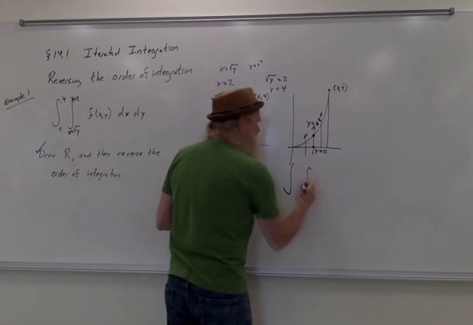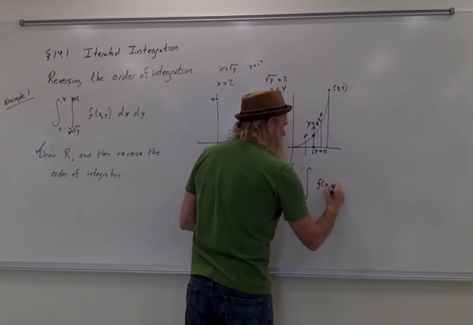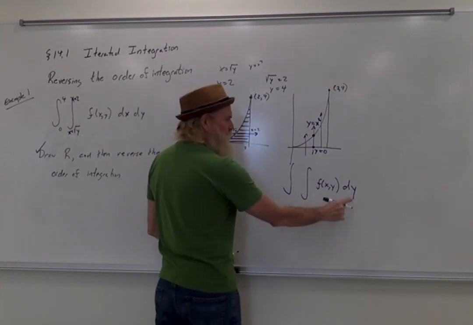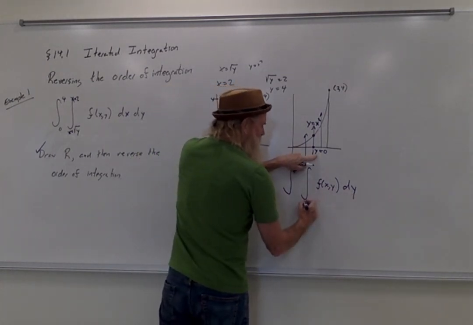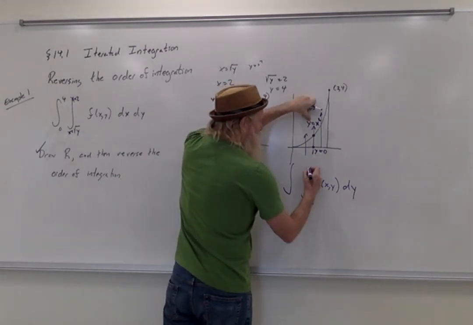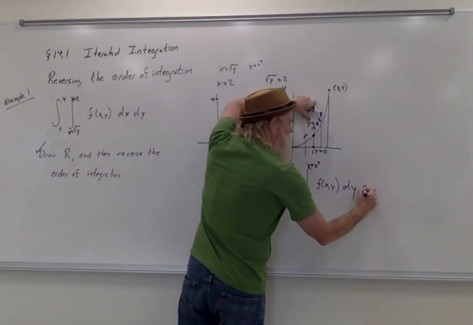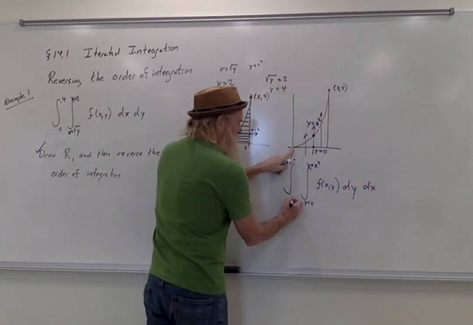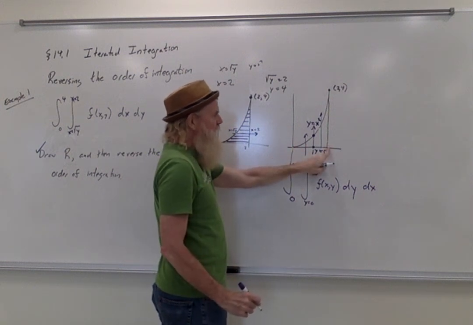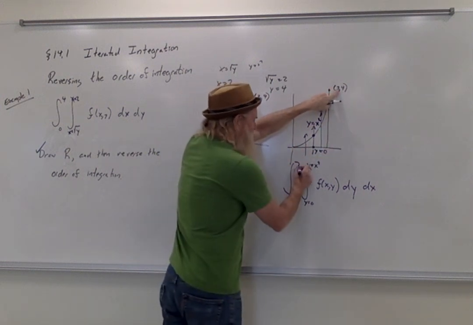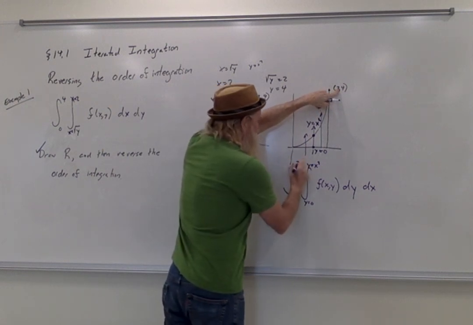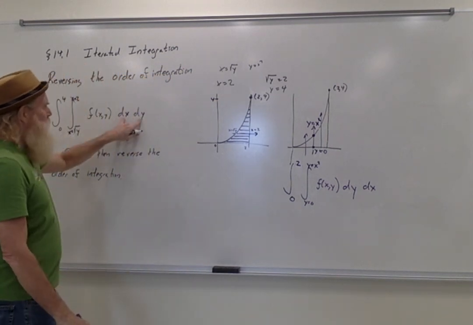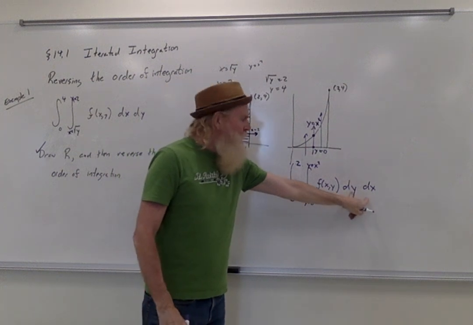So, in this order, the inside variable is going to be y. I'm going to start at y equals 0 and stop at y equals x squared. My outside variable is x. Notice that the smallest value of x in the region is x equals 0, and the largest value of x in the region is x equals 2. So that's going to be what the integral looks like after we've reversed the order of integration. We've reversed it from dx dy to dy dx.